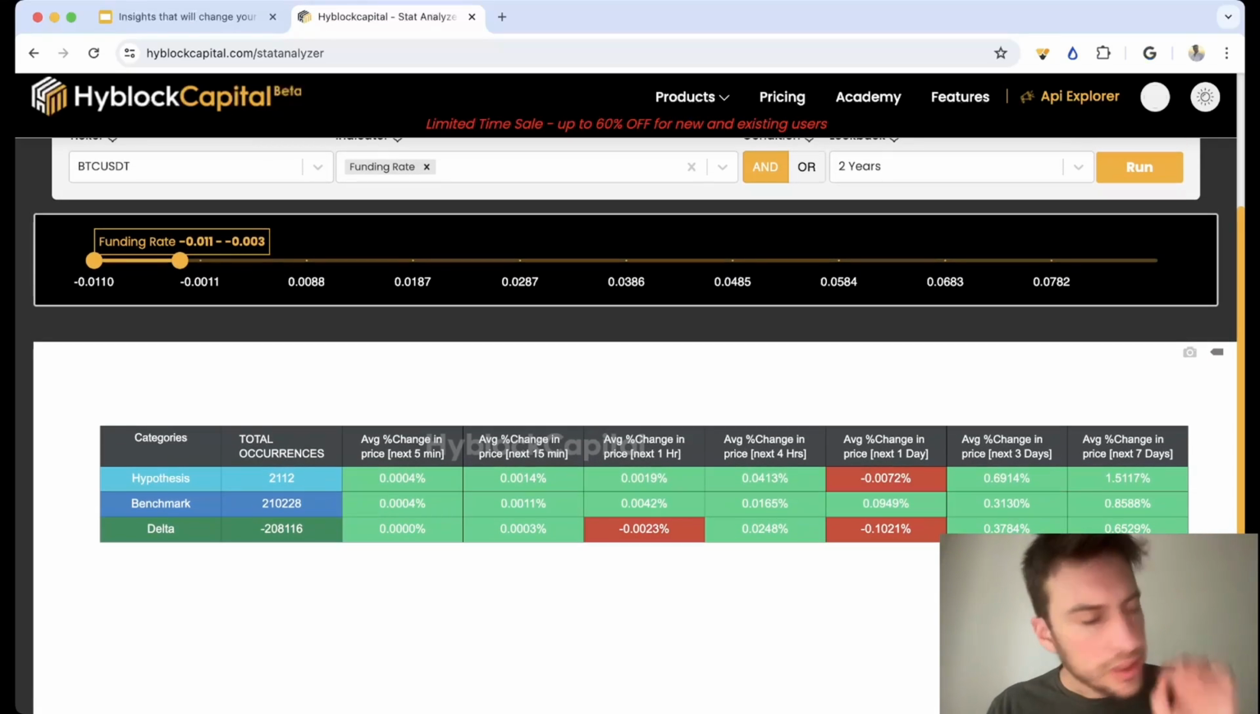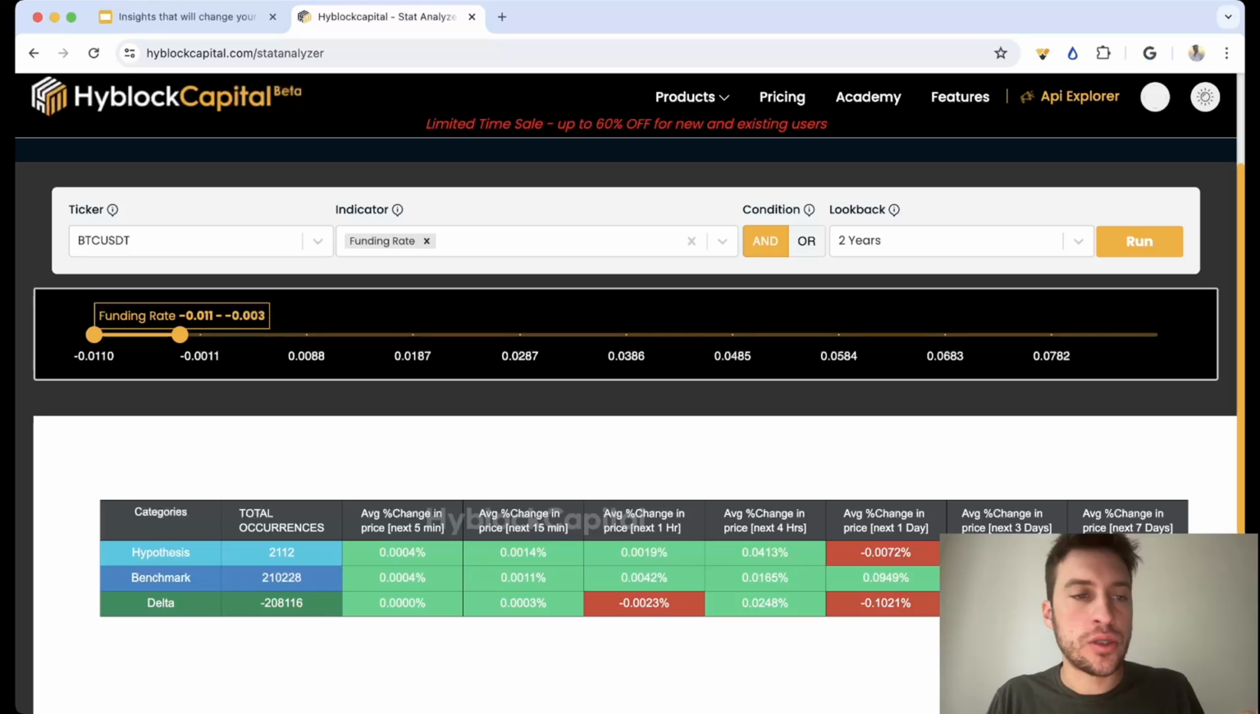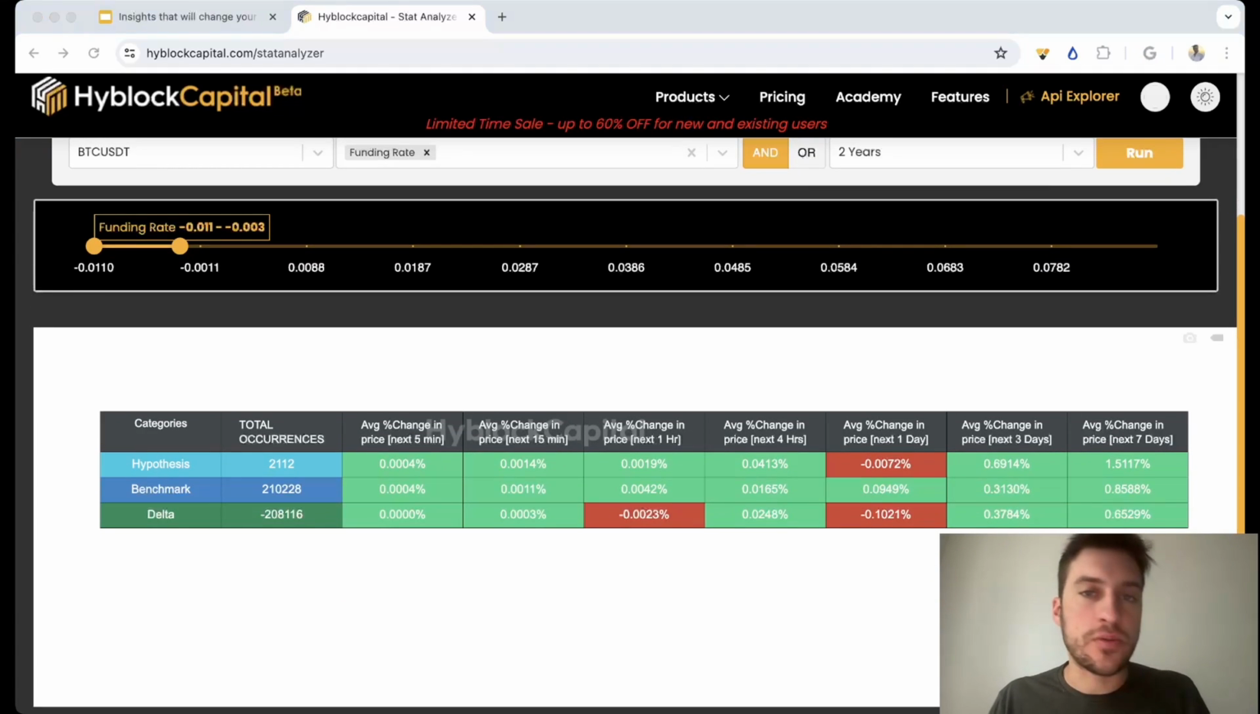So remember, last thing I'm going to say about this, hypothesis is just what is the exact data, what does exactly price do when we have this setup right here, when the funding rate is this on a 5-minute period. Now, the benchmark is going to be what is the average Bitcoin price move, and delta is just the difference between the two, which is going to really show us the real data. So delta is going to show us if we can actually make money using a strategy. All right, let's dive in.